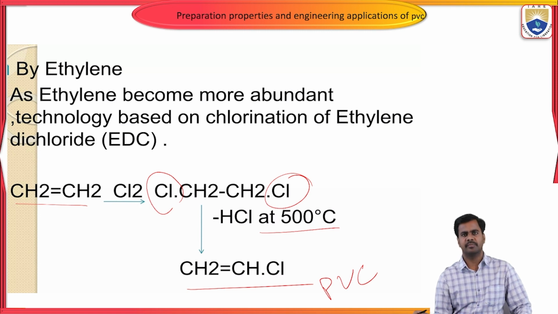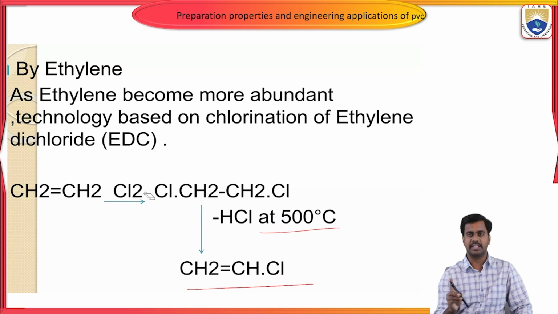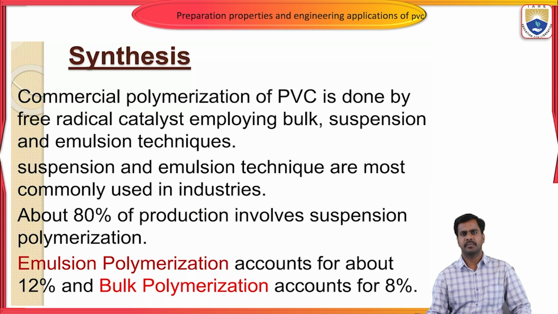So in this reaction, first ethylene treated with chlorine forms dichloroethane. That dichloroethane is heated at 500 degrees centigrade and forms vinyl chloride, which on polymerization gives PVC. Next, some other routes of preparation of PVC. Commercial polymerization of PVC is done by free radical catalysts employing bulk, suspension and emulsion techniques.